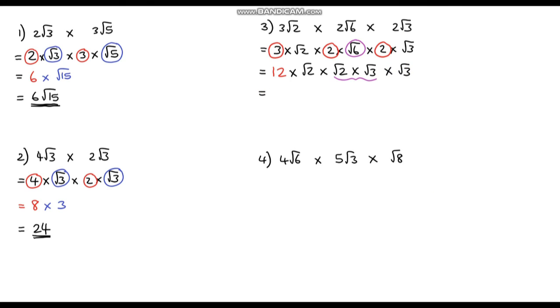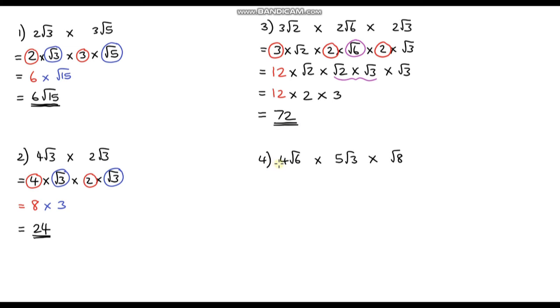So what do we have overall? So we've still got the 12. And then we're going to multiply by root 2 times root 2. Well, that's just 2. And then root 3 times root 3, well, that is just 3. So again, we're going to have a nice integer answer. So we've got 12 times 2 times 3. Well, that is 12 times 6, which is 72. So that is our final answer.